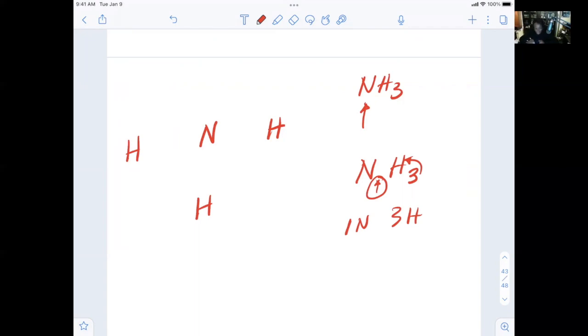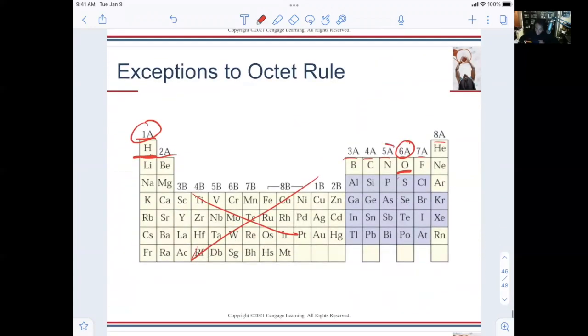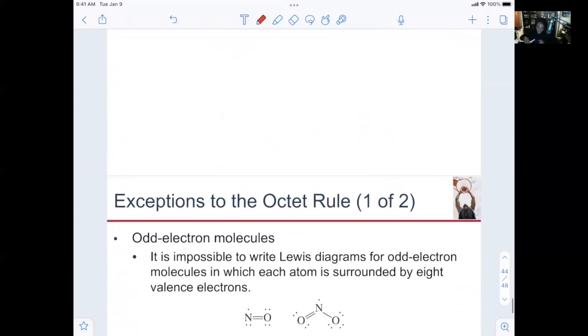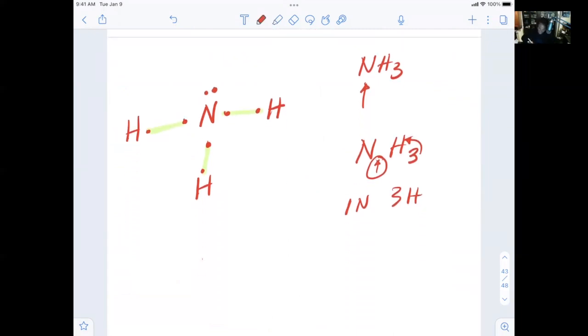Okay, back to the symbol. Looking at the Lewis symbol, let me go back to the periodic table. Where is nitrogen? Right here, group 5. So nitrogen will be surrounded by 5 dots. Let me see right here. Oops. 1, 2, 3, 4, 5. 5 dots for nitrogen. Each hydrogen has got 1 dot right there. Connect the unpaired dots, right? Connect this to that, connect that to that, connect this to that. Ta-da. We got our molecule. N, H, H, H, dot, dot.